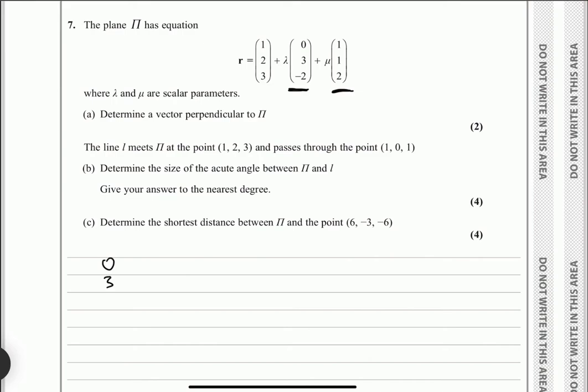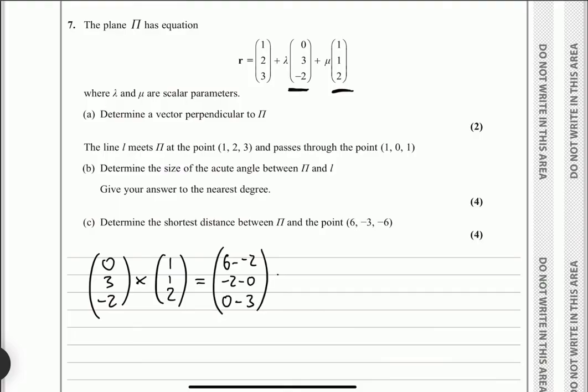So we do (0, 3, -2) cross that with (1, 1, 2). And I think this also is given to you in your formula booklet if you forget how to do the cross product. So we've got 6 minus -2, and then for the middle element, minus (2 minus 0), and the last one, 0 minus 3. So that gives (8, -2, -3). And that is part A already finished.